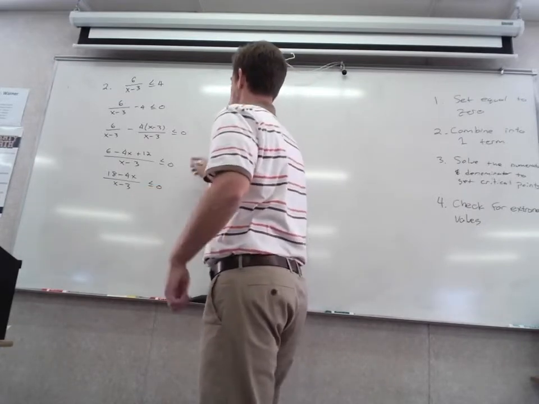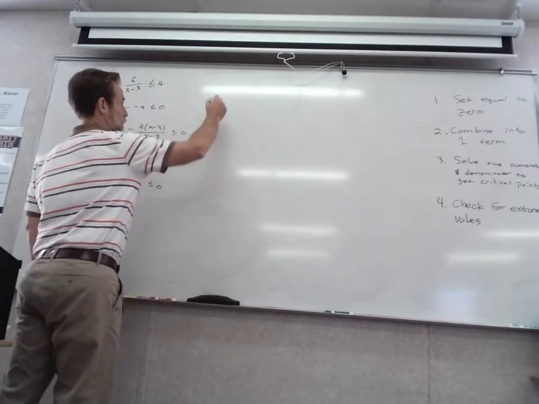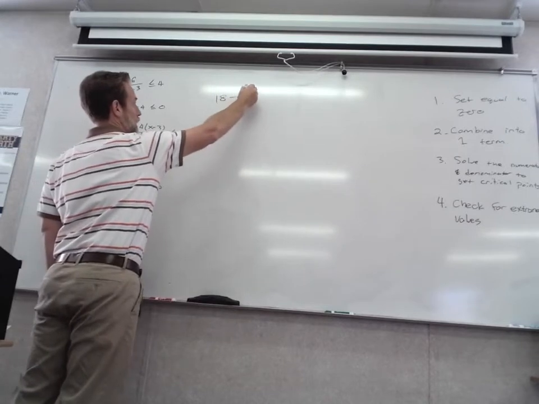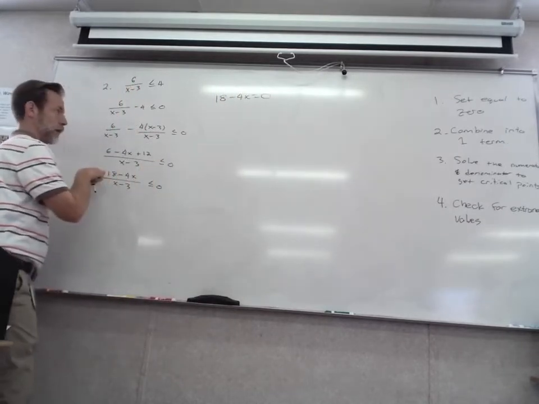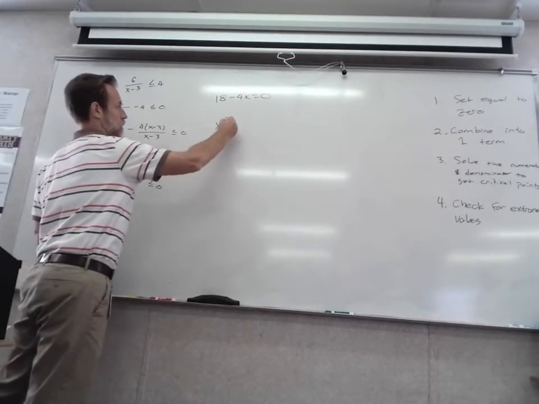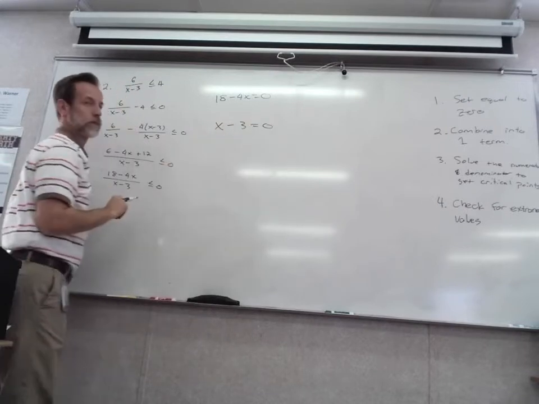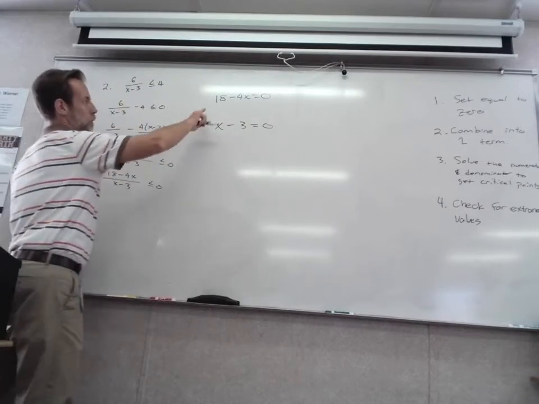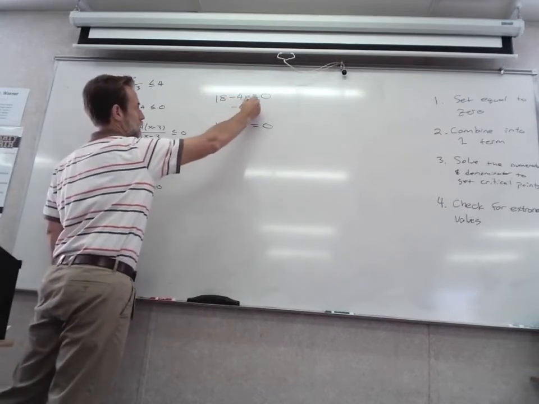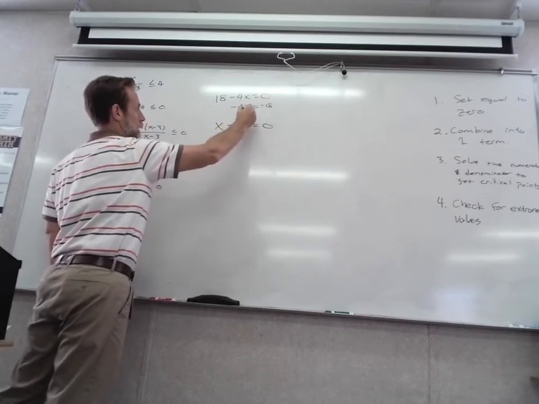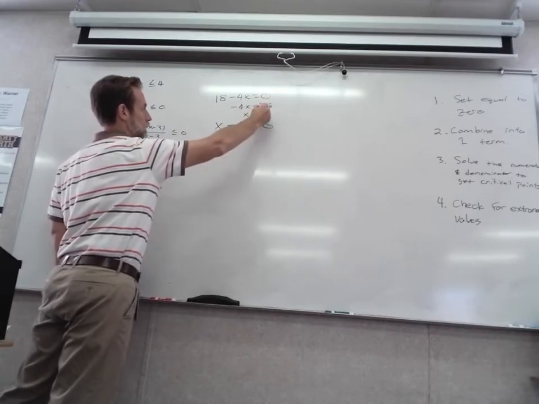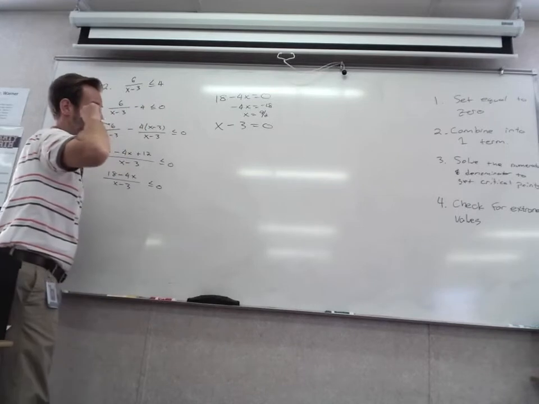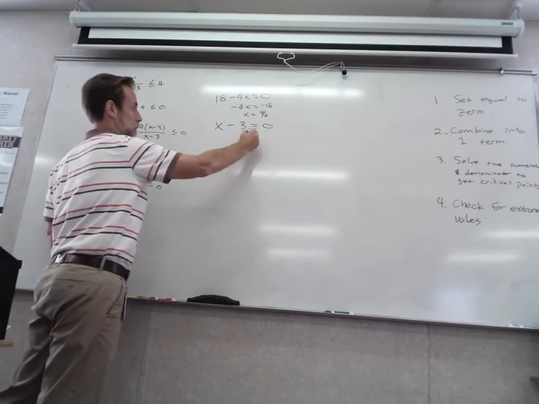Okay, so the critical values will come from 18 minus 4x equals 0, which is the numerator, and then also x minus 3 equals 0. So for the first one, I'll subtract 18, then divide by negative 4. So that's going to give me 9 halves. Second one, it's just x equals 3.